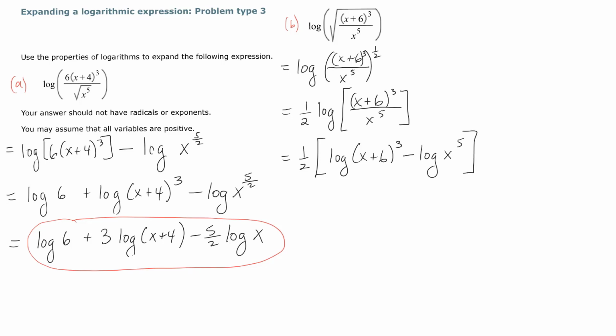And then finally, one more step here. We could have 1/2 times 3 times the log of x plus 6, minus 5 times the log of x. And there is our final expression. It is expanded as much as possible. I'm going to go ahead and circle our final expression here.